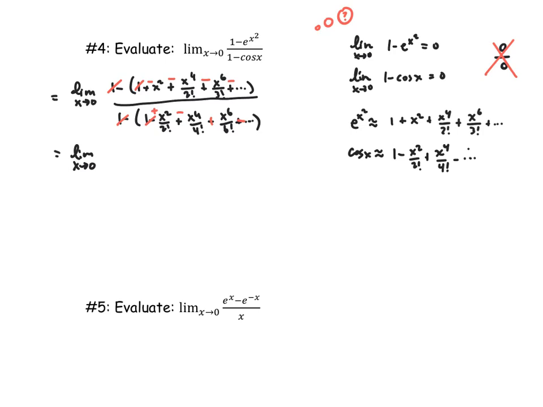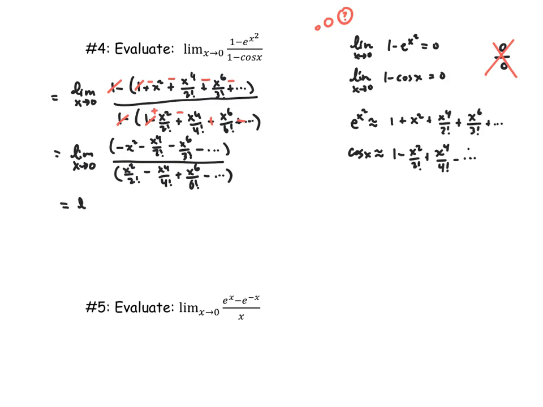So I'm going to have the limit as x approaches 0 of negative x squared minus x to the 4th over 2 factorial minus x to the 6th over 3 factorial minus some other stuff over x squared over 2 factorial minus x to the 4th over 4 factorial plus x to the 6th over 6 factorial, continuing on. Now again, I get 0 over 0, so I've got to do something else.